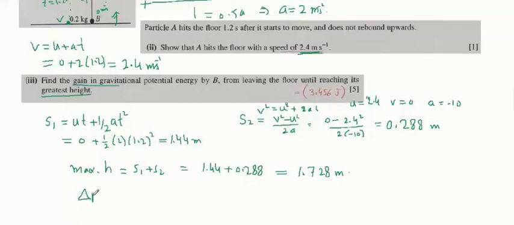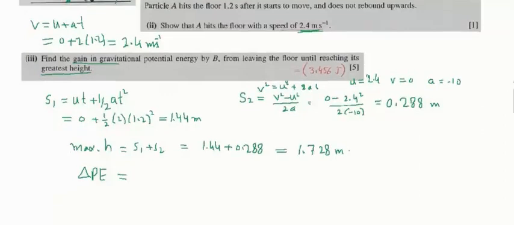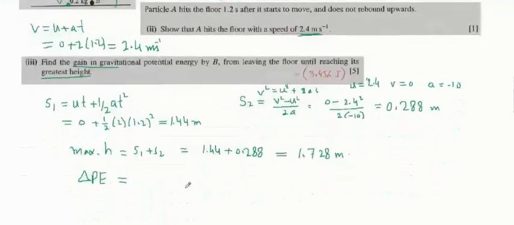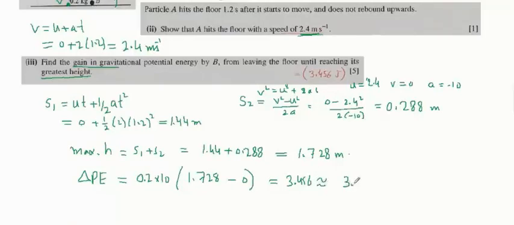So they are asking to find the gain. So we'll find delta PE and automatically we'll see that it will be positive, which will prove that it is the gain. So delta PE is M. What is M of B? 0.2. So 0.2 times 10 into final height is 1.728 and the initial height is 0. So then this will be 3.456, which you can write like this or you can write to 3 significant figures.